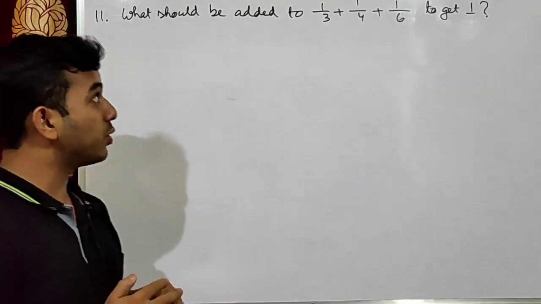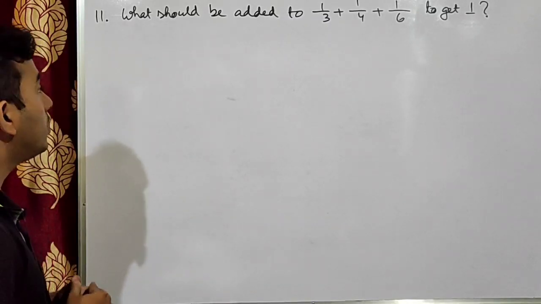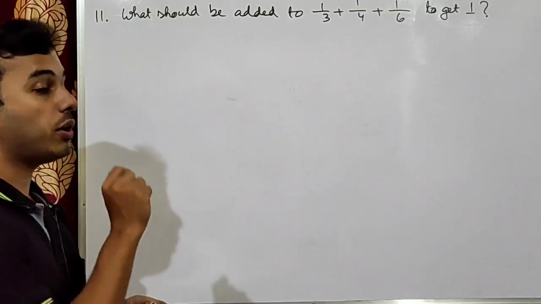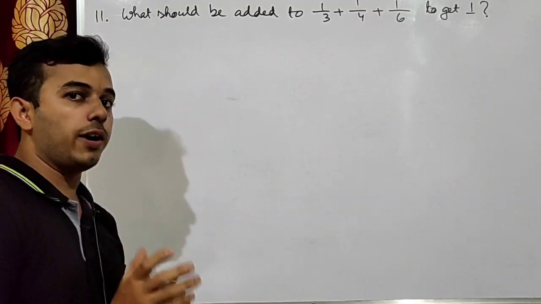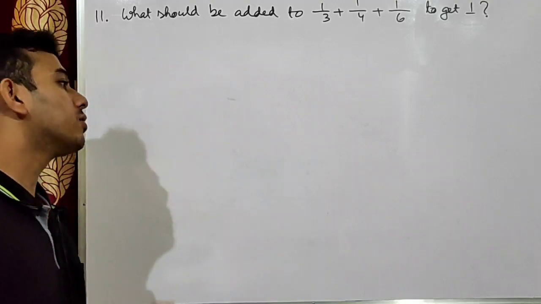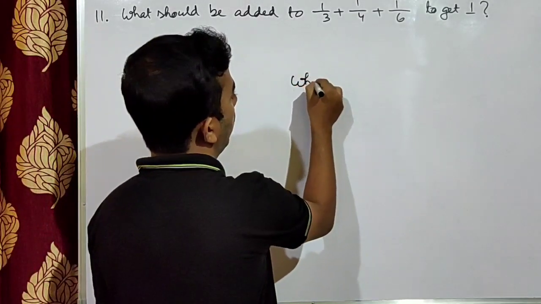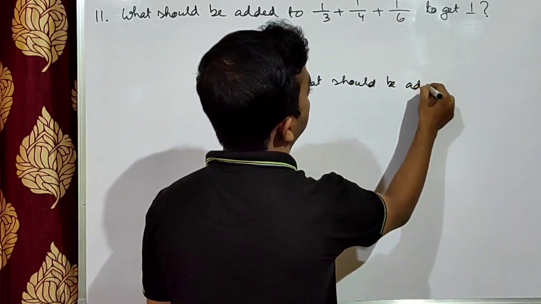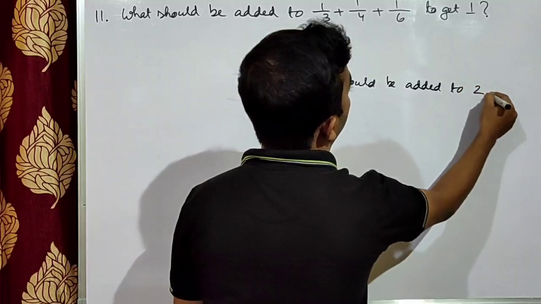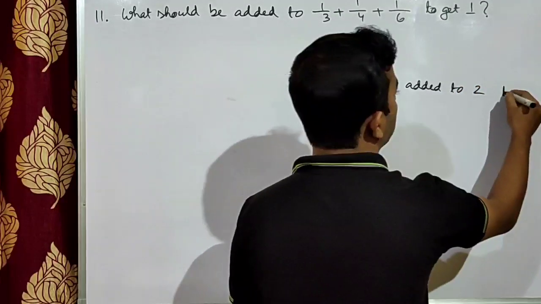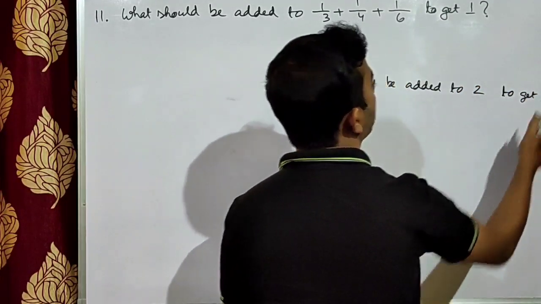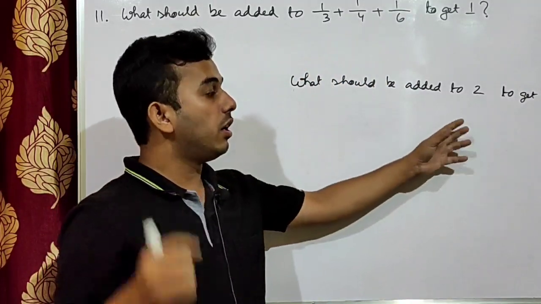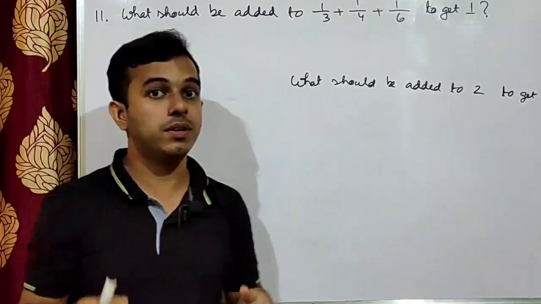Okay, now let's move to our next question, that is question number 11. Here the question is, what should be added to 1 by 3 plus 1 by 4 plus 1 by 6 to get 1? So I will tell one more question before this. For example, the question is, what should be added to 2 to get 5? That means we should add which number with 2 to get our result 5.